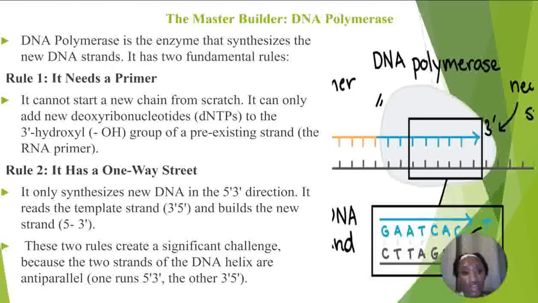Rule 2 is that it has to have a one-way street. It only synthesizes new DNA in a 5'-3' direction. It reads the template strand and builds the new strand. So it reads the template strand from 3'-5' and builds the new strand from 5'-3'. These 2 rules create a significant challenge because the 2 strands of the DNA helix are anti-parallel.